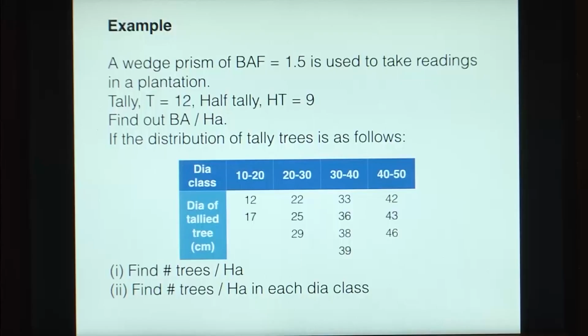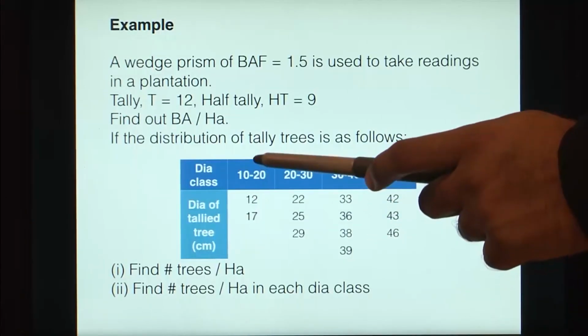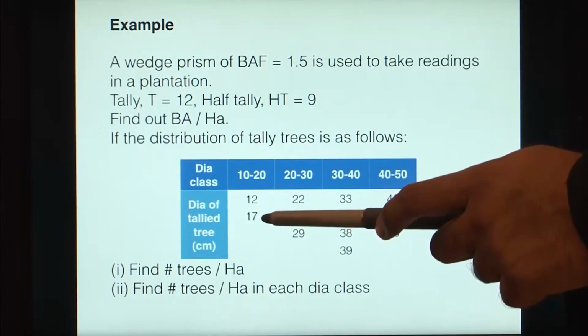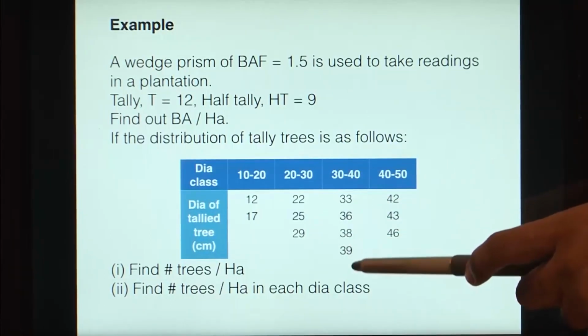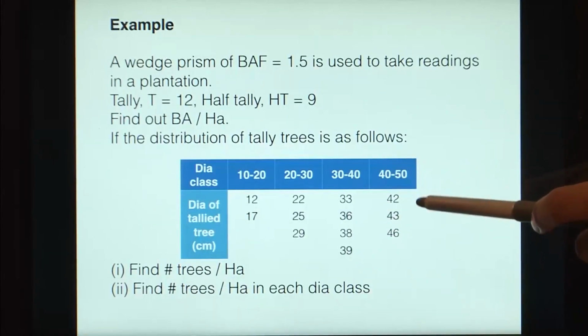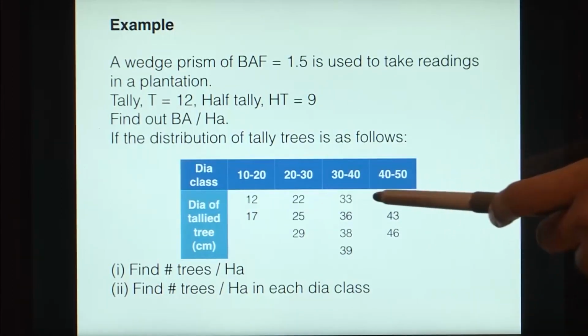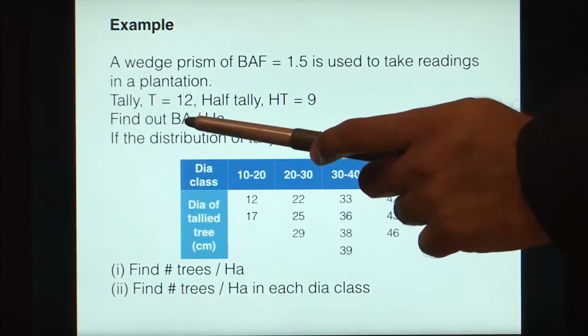Now, coming back to the problem. The distribution of tally trees is as follows. We are given that we have a total of 12 trees. These 12 trees have these diameters. So, we have the diameter of the tally tree. In this class of 10 to 20 centimeters, we have one tree of 12, one tree of 17. These are the diameters of trees falling in the 20 to 30 class. These are the diameters of trees falling in 30 to 40, and these are the diameters of trees falling in 40 to 50. What is the total number of trees? 2 plus 3, that is 5, 5 plus 4 is 9, 9 plus 3 is 12, which is equal to the tally number. So, 12 trees.